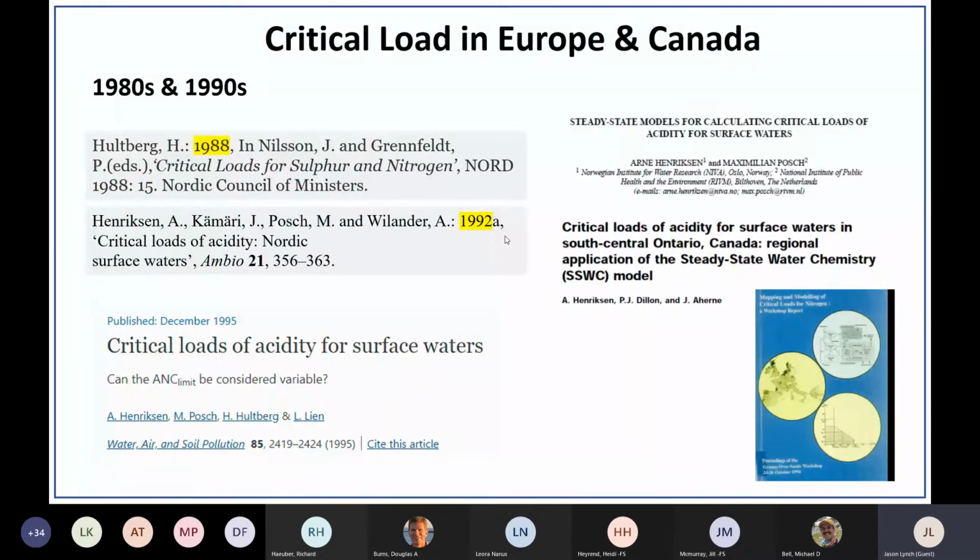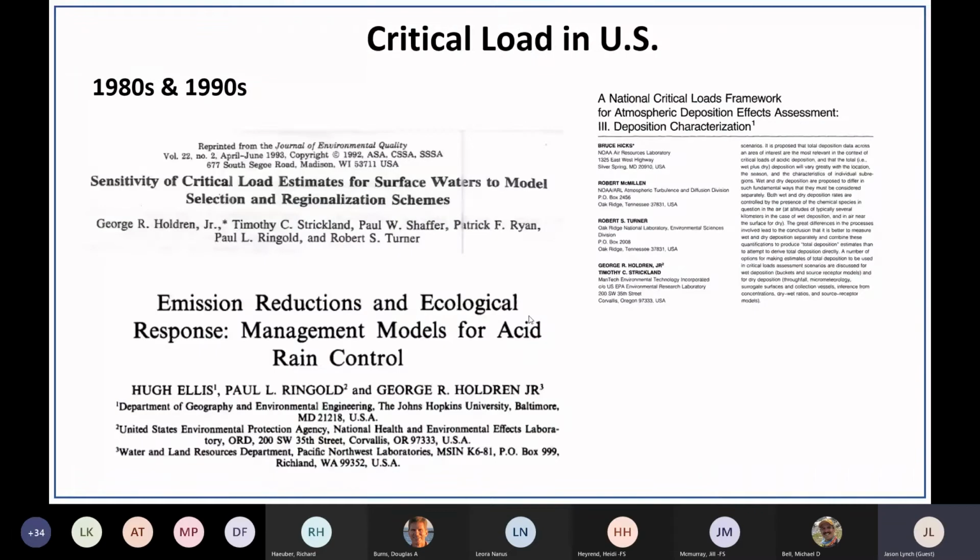In Europe, critical loads were really being spearheaded in the 1980s and 90s. And here's a subset of some of the papers that were produced early on. They embraced the concept and were working towards really developing it. Some of you may not realize that in the US, at this time, critical loads were also being developed.